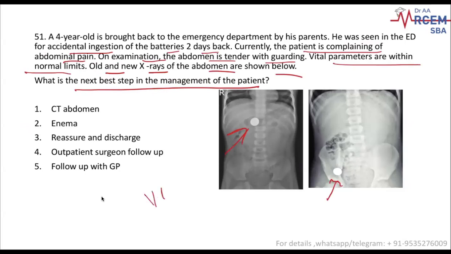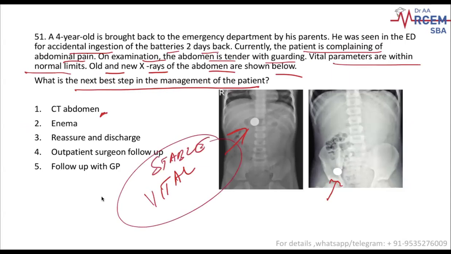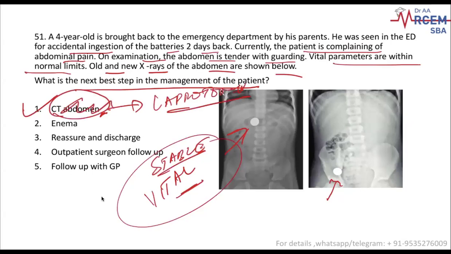This patient is vitally stable. We know this patient has symptoms and requires a laparotomy, so surgeons need to be involved. But before involving the surgeons, get a CT scan done. It will be helpful because this patient is vitally stable. After that, you need to get a laparotomy. Sometimes they may not give you CT abdomen as the option, then laparotomy will become the right answer.